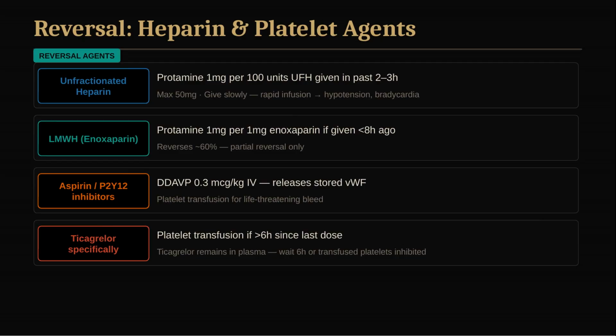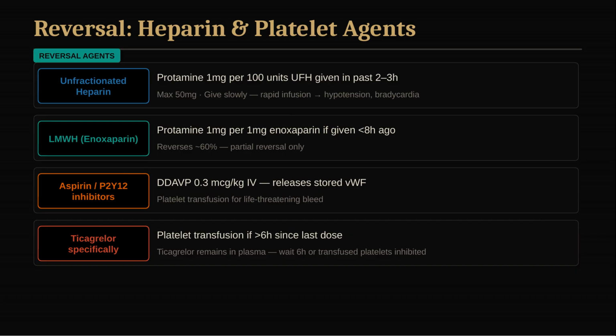Unfractionated heparin reversal: protamine 1 mg per 100 units of heparin given in the last 2 to 3 hours. Maximum dose 50 mg. Give slowly. Rapid infusion causes hypotension and bradycardia.